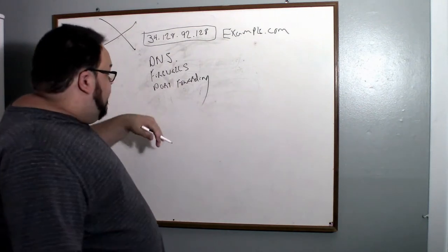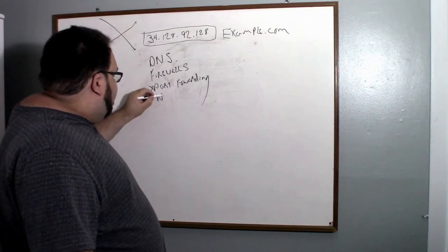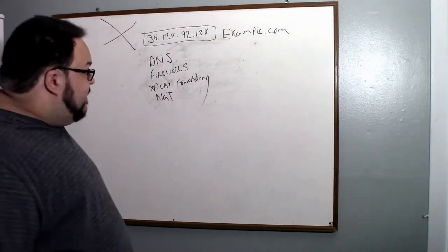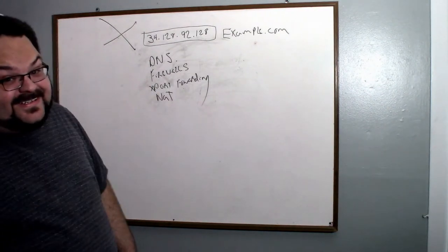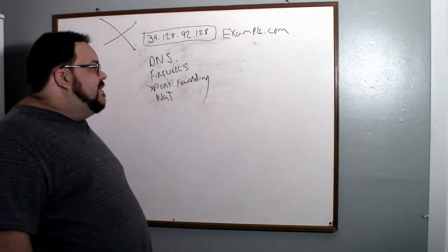Or, depending on, if you don't want to go with port forwarding, then you have to NAT it, which is network address translation. You can see why this starts to get complicated, because then you have to think about all these different things.